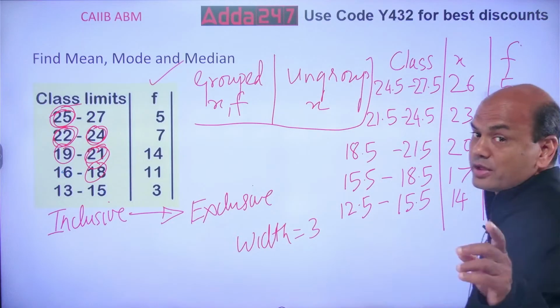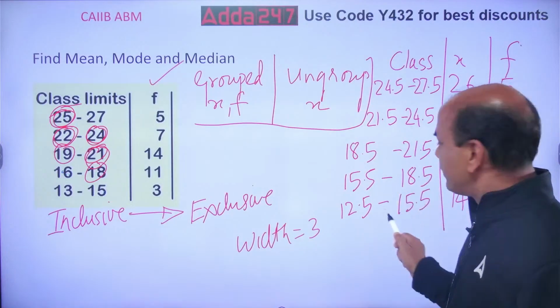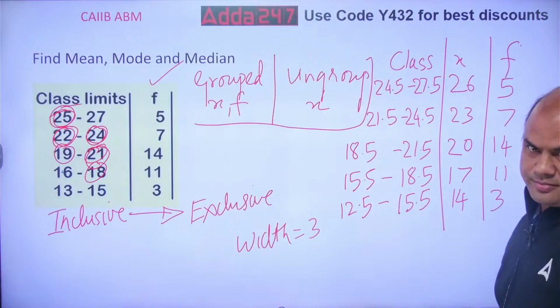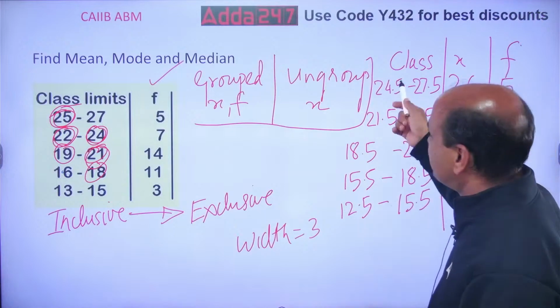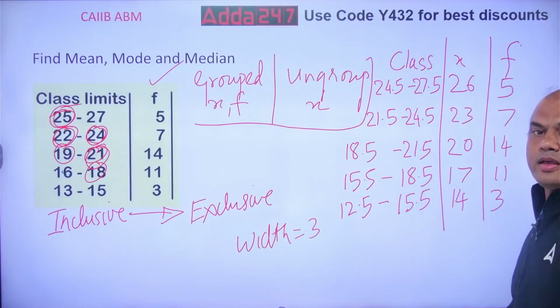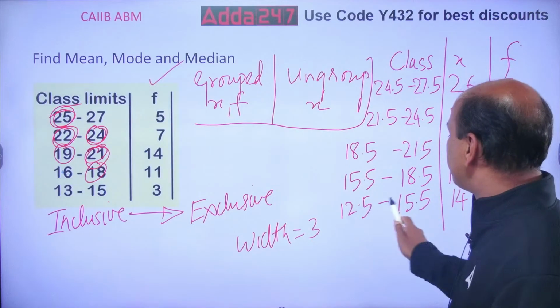Exclude. Why do we convert it to exclusive? Because here the things become very simple. If you subtract 15.5 minus 12.5, you will immediately get the answer 3. That's why exclusive is very easy to handle. Now what is x? X means half of this. Okay? 12.5 and 15.5.